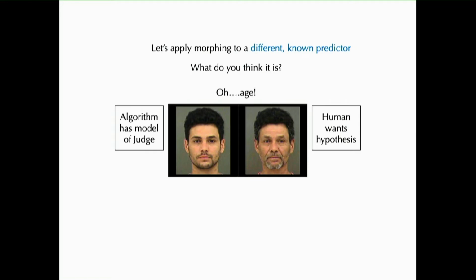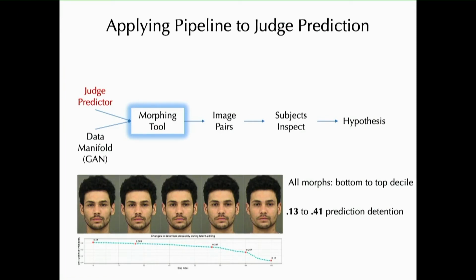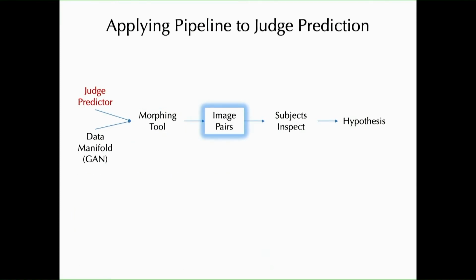So now let's move to the unknown detention predictor and have people look at the morphs. So this is the pipeline, and this is an example of a morph that we produce moving from left to right. This is high predicted detention probability. This is very low predicted detention probability. On this screen, it's kind of hard, maybe hard for you to tell. We'll get to what it is. We'll show people these image pairs.